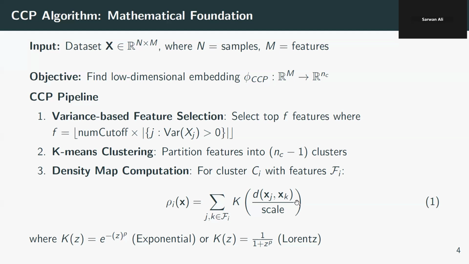If you see this equation, the density computation uses the kernel function k, either exponential or Lorentz, applied to the pairwise distance between features. The scale parameter controls how local or global these correlations are. So this gives us a meaningful low dimensional representation that captures the underlying structure of our biological sequences.